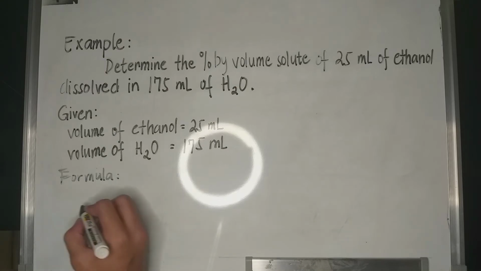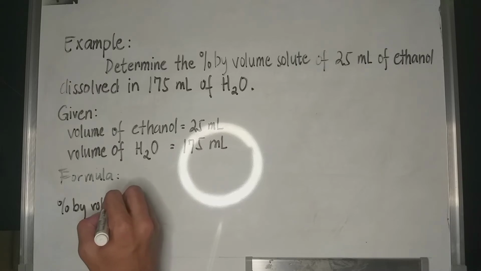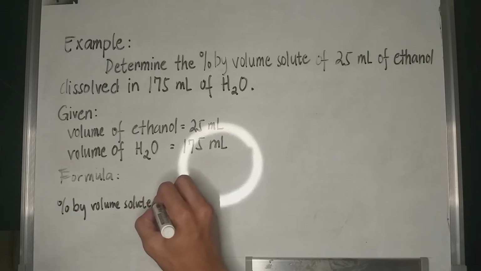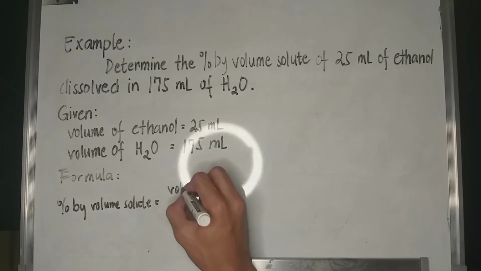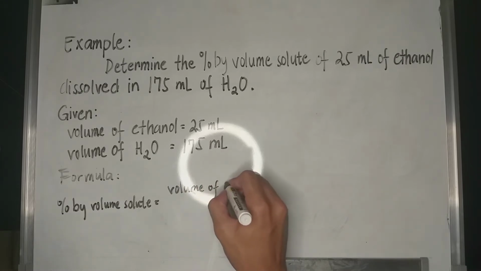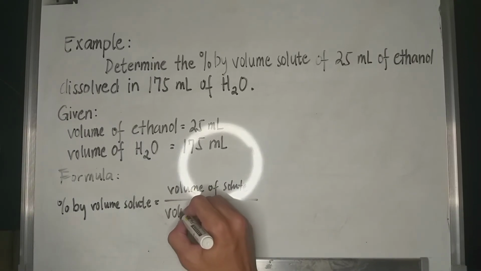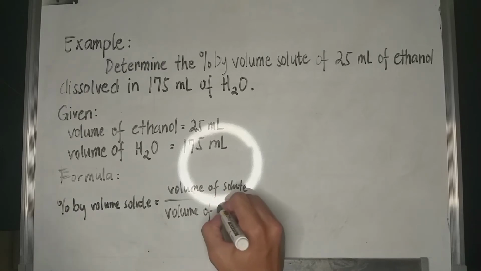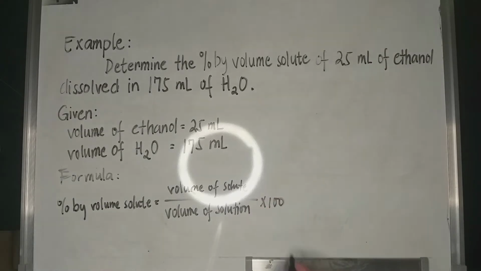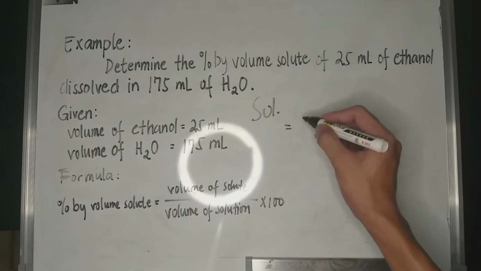So the formula is percent by volume of solute equals volume of solute divided by volume of solution times 100. Then proceed to the solution. So substitute the given to the formula.